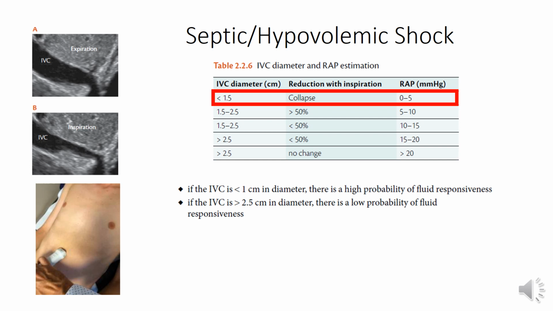Second scenario is septic shock. Simply, if we go through the previous views and get a good LV function, but find the inferior vena cava below 1.5 and fully collapsing, this means this patient is slightly hypovolemic or might have an element of distributive shock like septic shock.